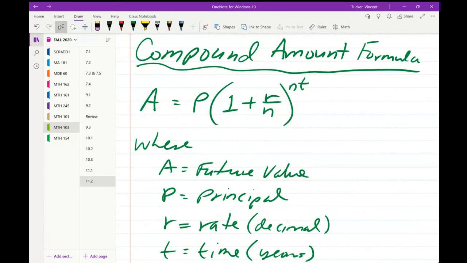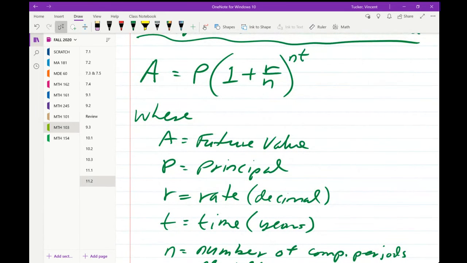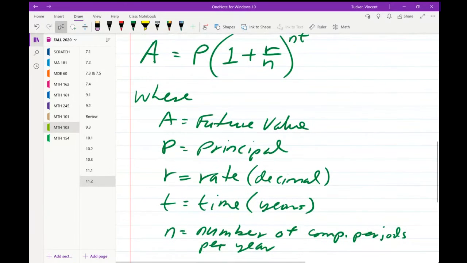All right, so the compound amount formula: A equals P times 1 plus R over N, raised to the N times T power. And we'll talk about how to put that in the calculator as you go forward. All of these letters represent the same thing they represented in our last section. A is your future value, P is your principal, R is your rate. Don't forget to convert that to decimals. T is your time in years. And then N is the number of compounding periods per year.